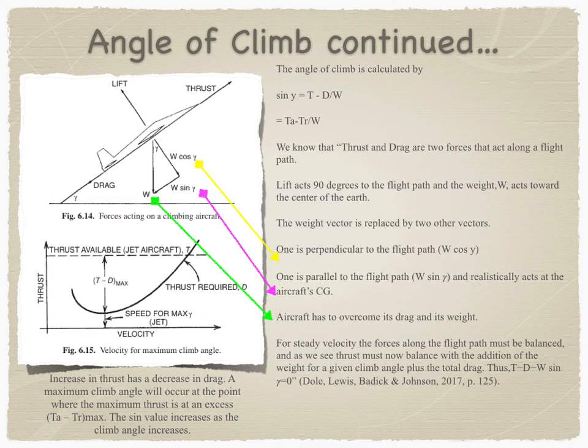So the book has a lot of information about the angle of climb. We all know that thrust and drag are two forces that act along the flight path. Lift acts 90 degrees to the flight path and the weight acts towards the center of the earth. The weight vector is replaced by two other vectors. One is perpendicular to the flight path, which is represented as weight cosine gamma, and the other is parallel to the flight path, weight sine gamma, and realistically acts at the aircraft's center of gravity. The aircraft has to overcome its drag and its weight.